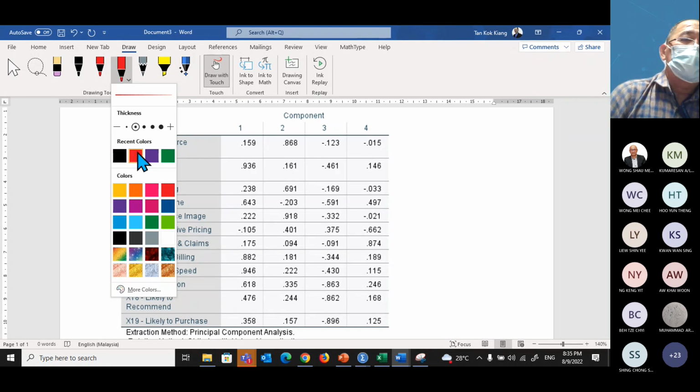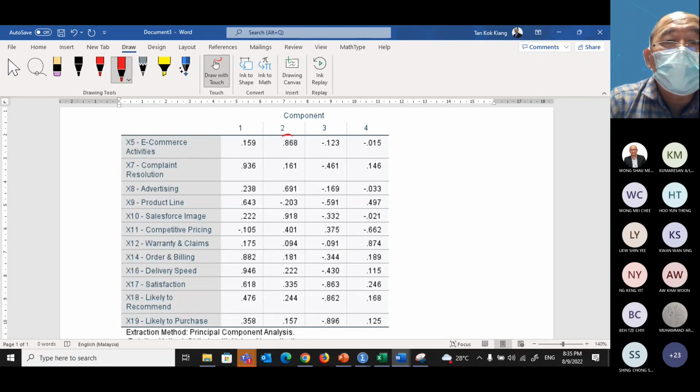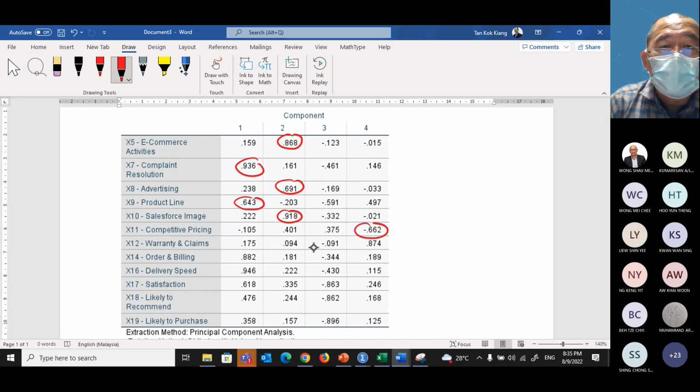Let's say here x5 belongs to 2, 1. This 2 here, this one. But actually it is quite similar, product line, quite similar also. And then this one, 618. X17 should be between. Oh okay, yeah, thank you.